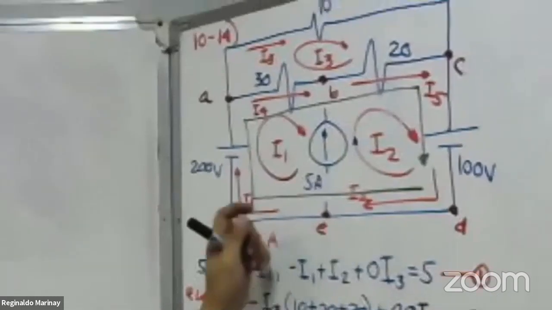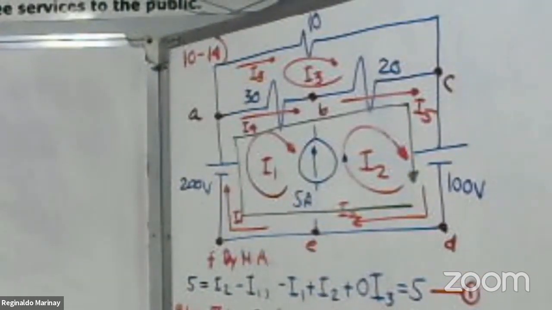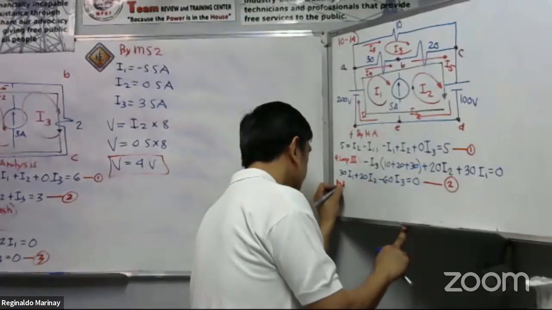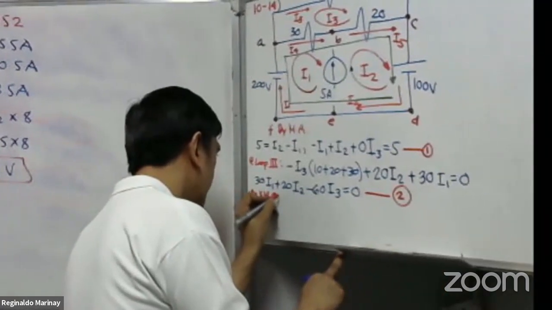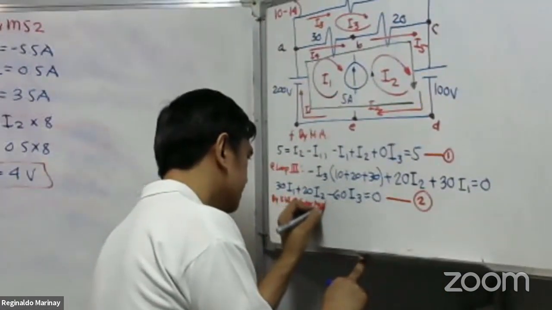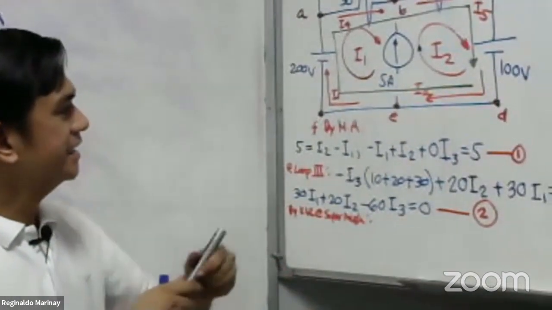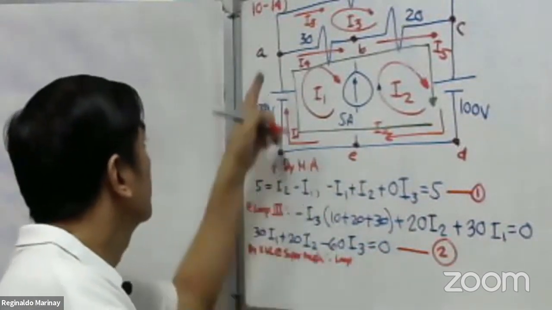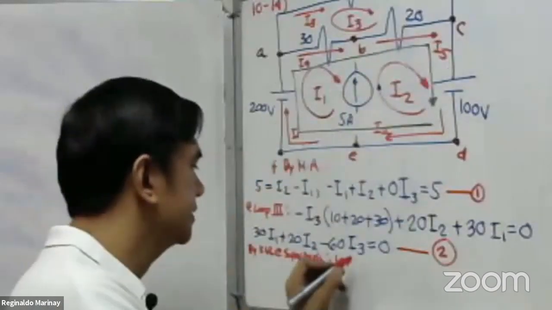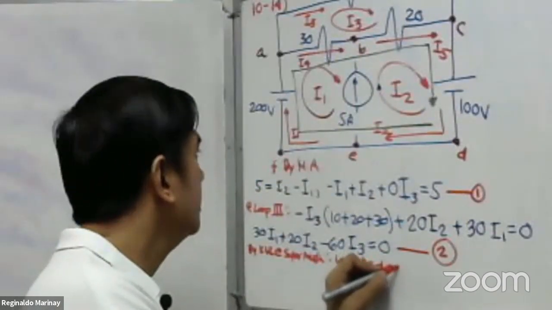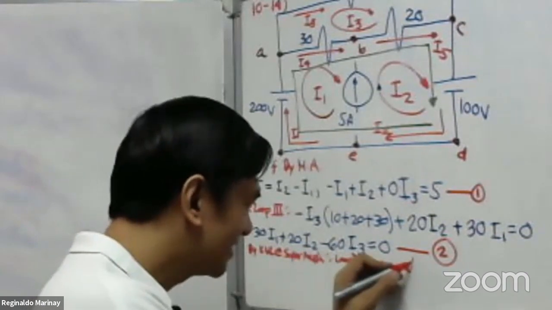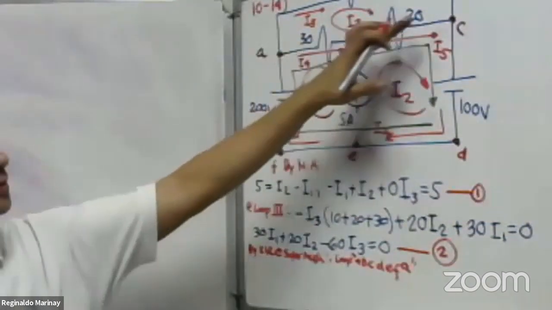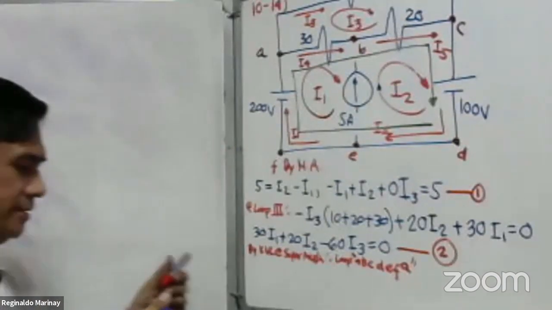Okay? I will have a Kirchhoff's voltage law at this loop. This is the SuperMesh by Kirchhoff's voltage law. If I mean the SuperMesh, that is loop A, B, C, D, E, F, A. Okay? So, there's no G here. We are considering this loop. Now, let us apply the KVL.